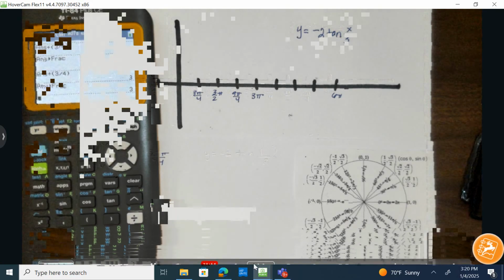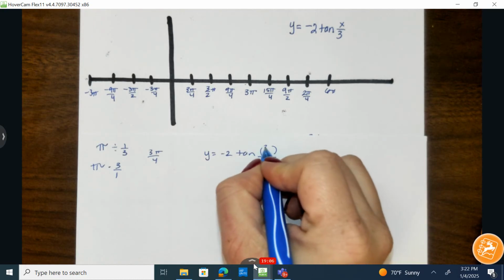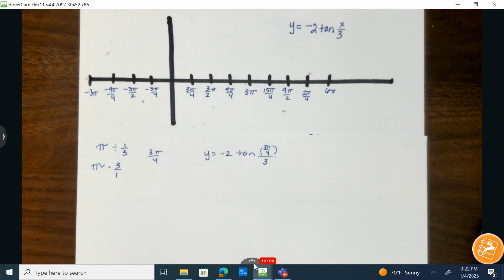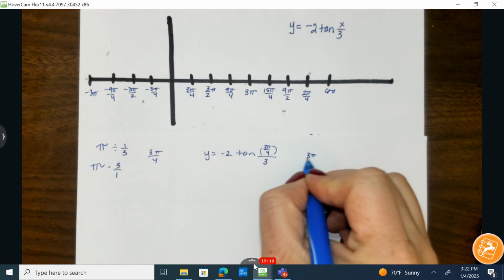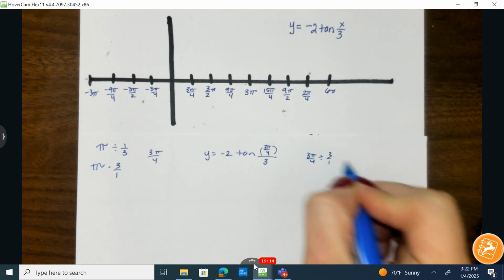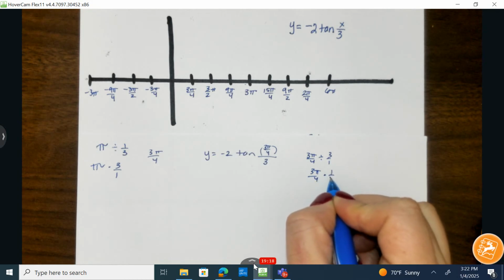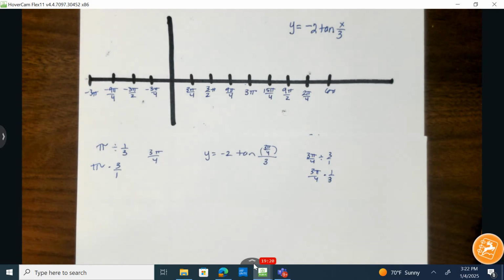All right, now we need to start to determine when I input in each of these steps or units to the right of the origin, how do I get an output value that represents that? So let's start right now with 3 pi over 4. I'm going to plug in 3 pi over 4, and let's see if there's a quicker way of doing this. 3 pi divided by 4, and I wanted to divide it by 3. So 3 pi over 4 times the reciprocal, which is 1 over 3.